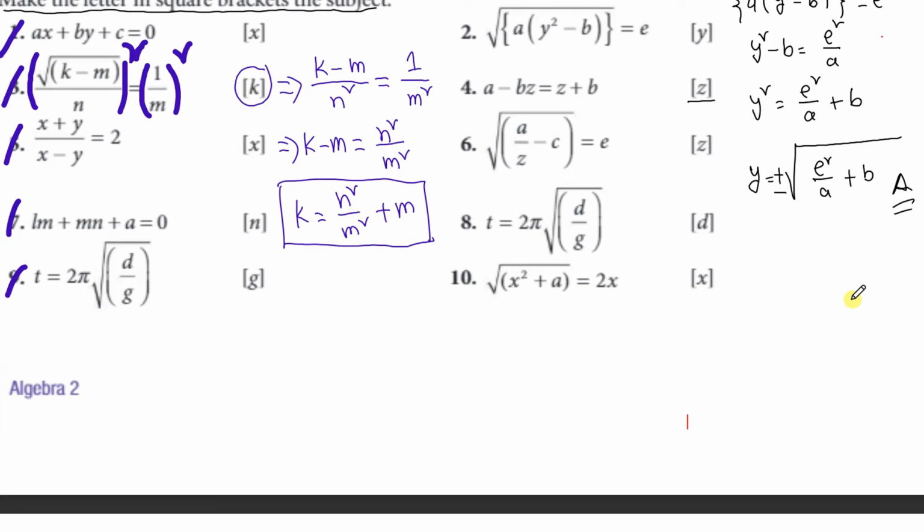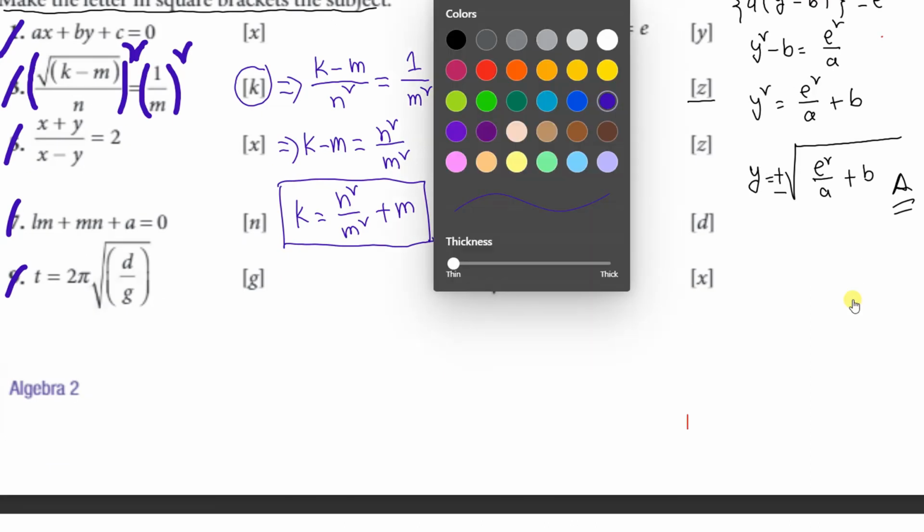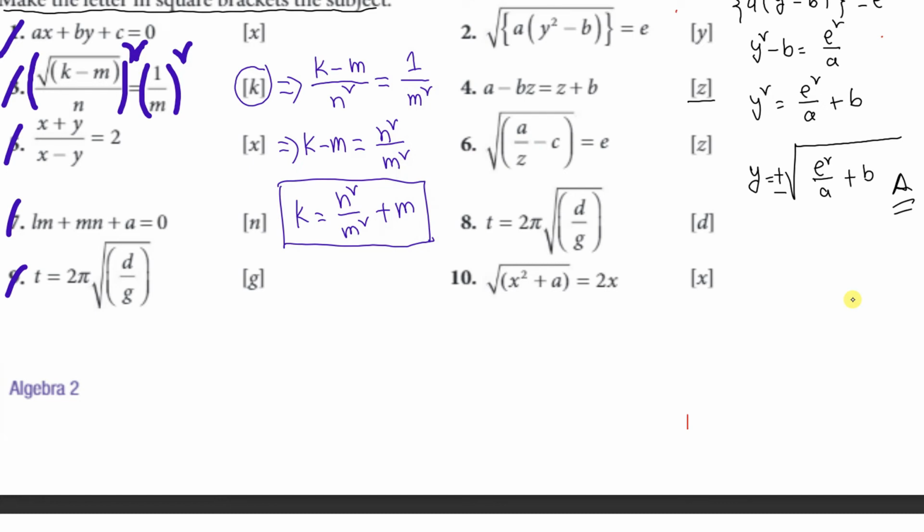Let me show you question number 9. I'm going to use a different color, red color, right now for question number 9. To make g as a subject, we need to square both sides of the question, this square and that square together. So then we can write t square equals 2 pi without the square root, so it becomes 4 pi square. Then on the right part it is d by g, because d by g has the square root, so it cancels out with the square.